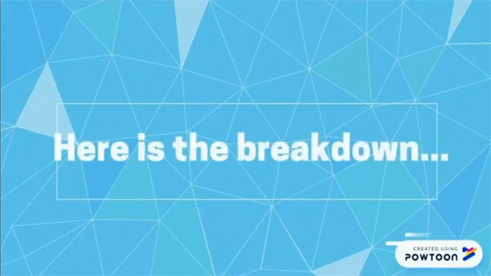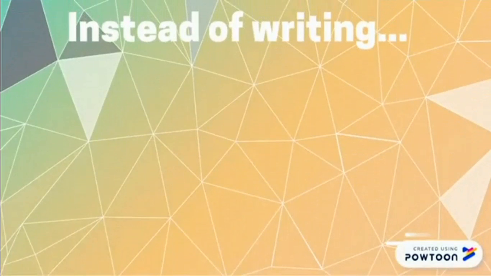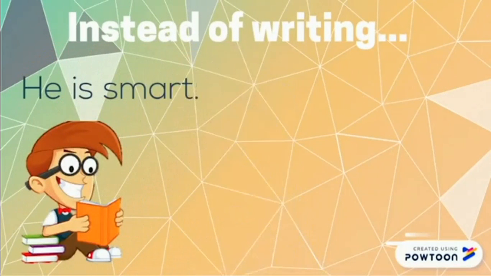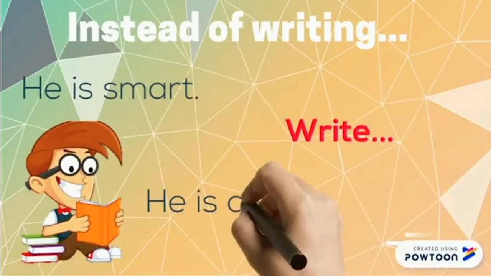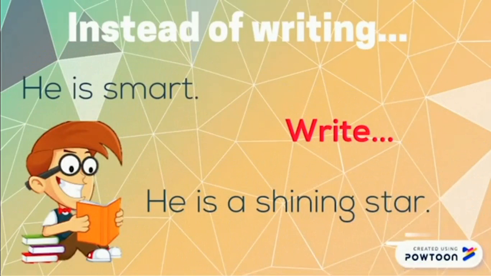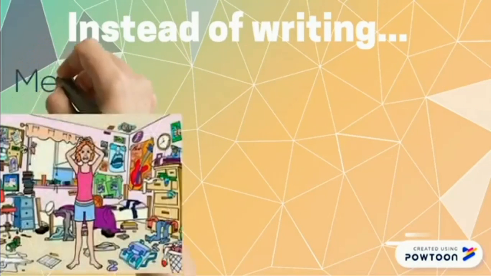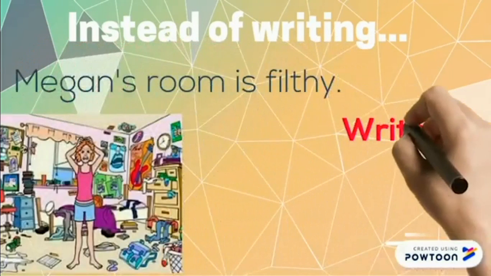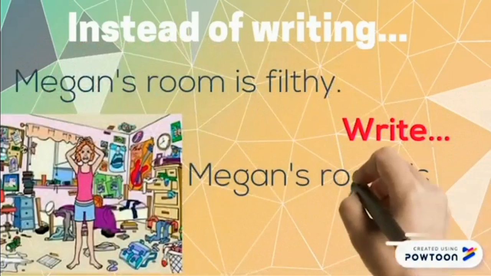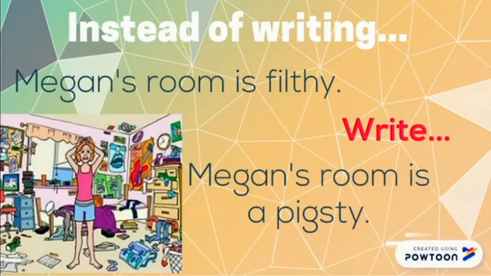Here is the breakdown. Instead of writing, he is smart, write, he is a shining star. This means you are comparing the boy to a shining star that is bright, meaning he is intelligent. Instead of writing, Megan's room is filthy, write, Megan's room is a pigsty. You will be comparing Megan's room to a pigsty. A pigsty is dirty and filthy.